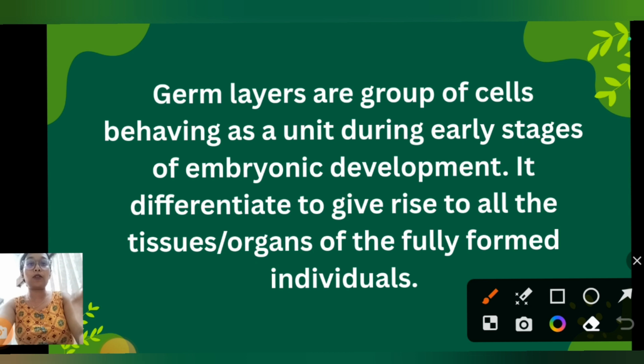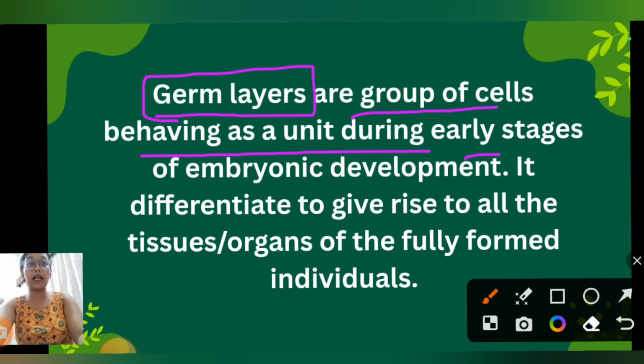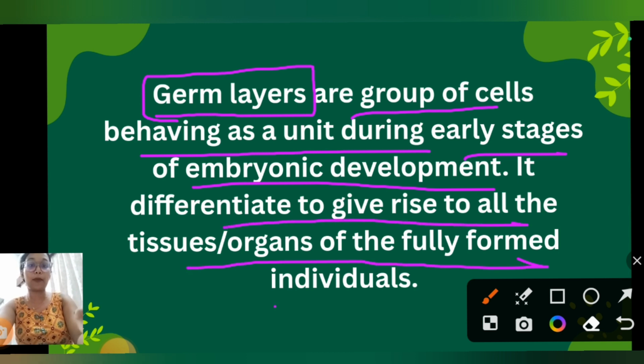Let's talk about germ layers. What are these germ layers? These are groups of cells behaving as a unit during the early stage of embryonic development. They are a group of cells which behave as one single unit during embryonic development. They differentiate to give rise to all the tissues and organs of the fully formed individual. So this germ layer will give rise to your tissues and organs in the later stage.